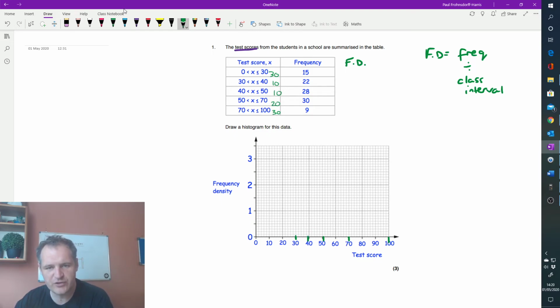So when we do the division, 15 divided by 30 is going to be 0.5. 22 divided by 10 is 2.2. 28 divided by 10 is 2.8. 1.5. And 9 divided by 30 is the same as 3 divided by 10, so it's 0.3. So we've got all our numbers. So we're now going to draw it into the table.